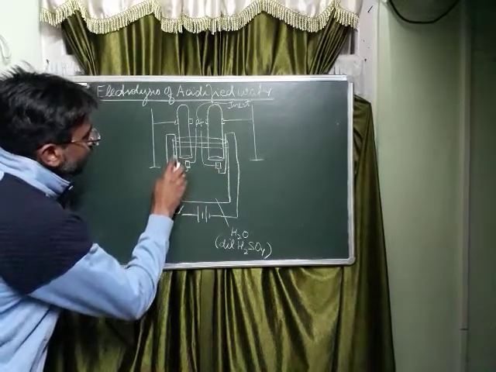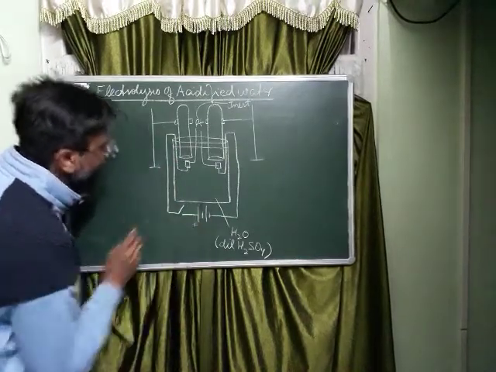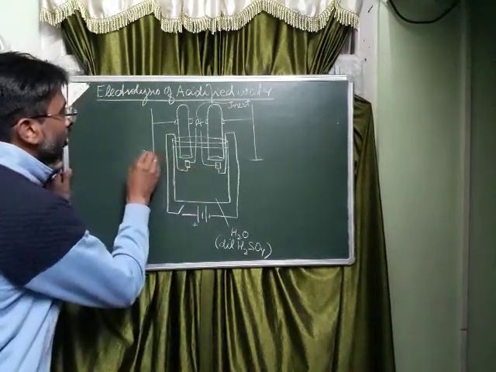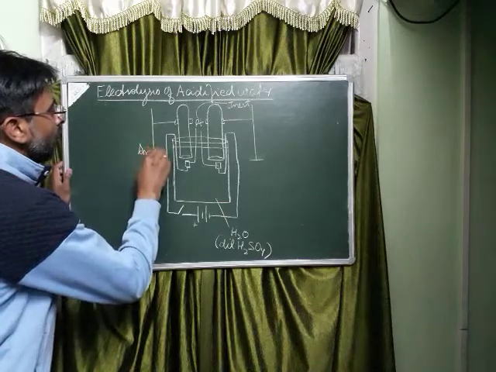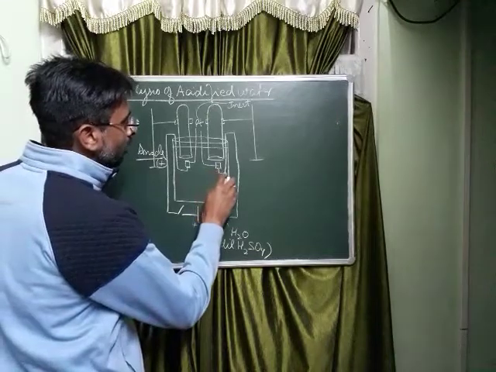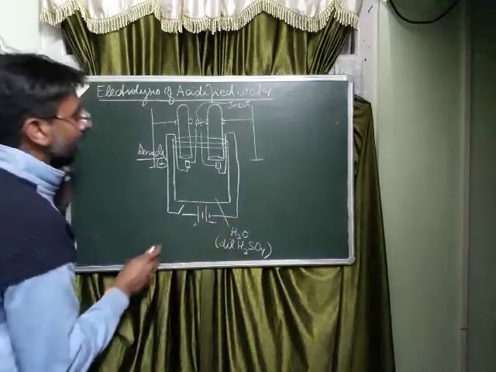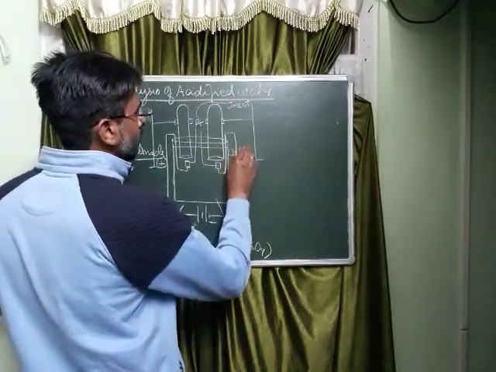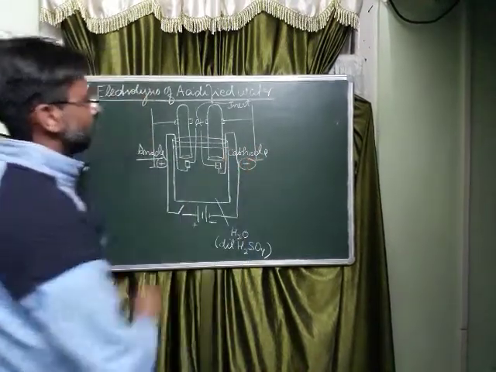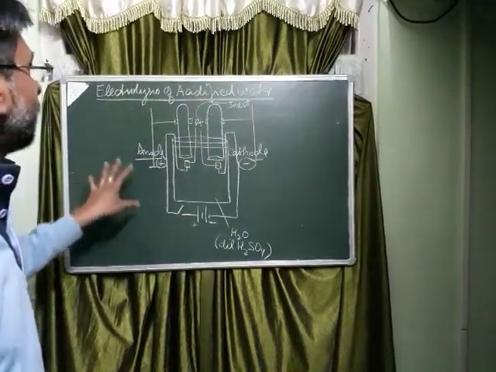This platinum foil is connected with the help of connecting wires to the switch and to the positive terminal of the battery. So this platinum foil becomes the electrode called anode, carrying positive charge. This platinum foil is connected by means of wires to the negative terminal of the battery and it is called cathode. And this cathode carries negative charge. So now this is the diagram for the electrolysis of acidified water.